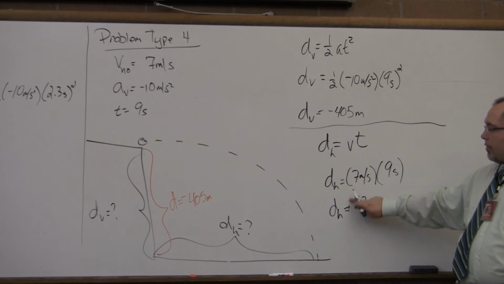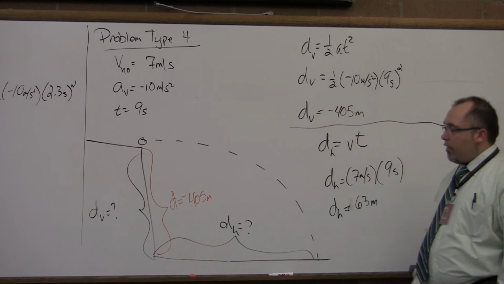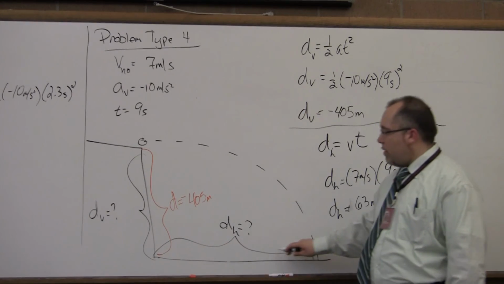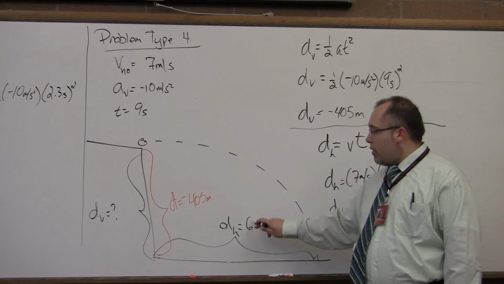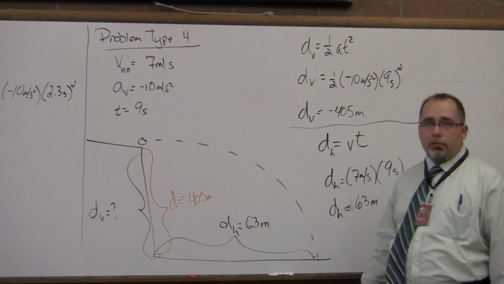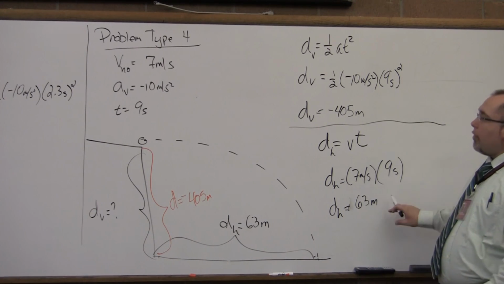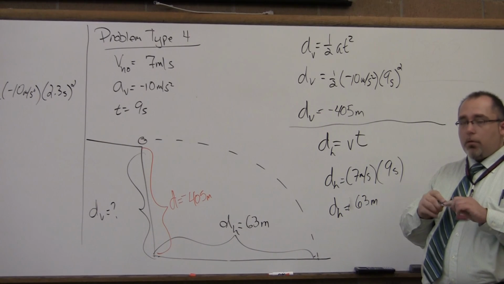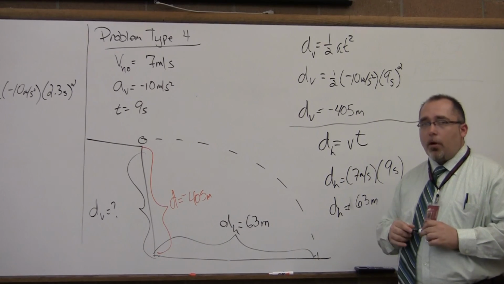Looks like a negative, but it's not. It's 63 meters. So when I ask how far away from the base of the building the object lands, we can say it lands 63 meters out. So that's really looking at both your horizontal and your vertical motion in one motion with two different distances. And that wraps up the types of problems you're going to be seeing.